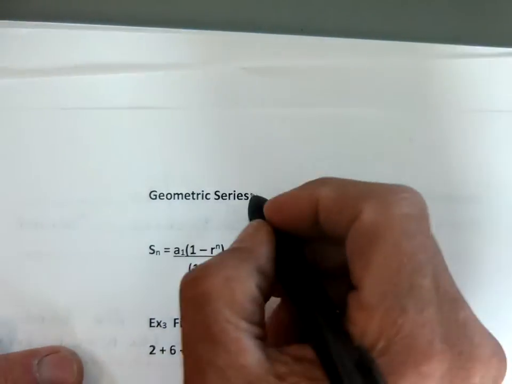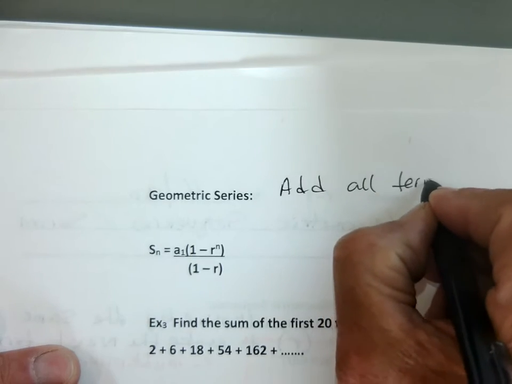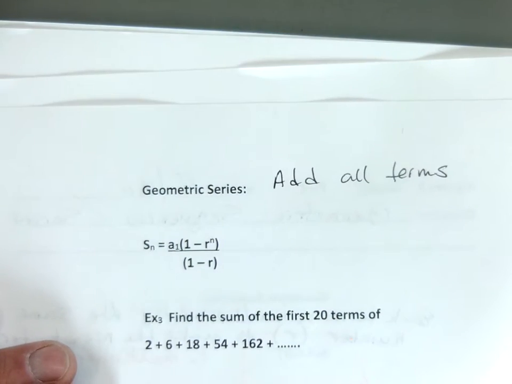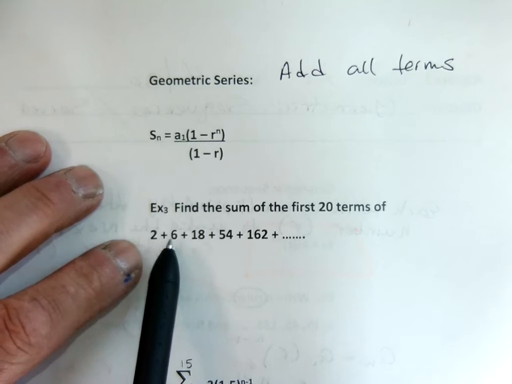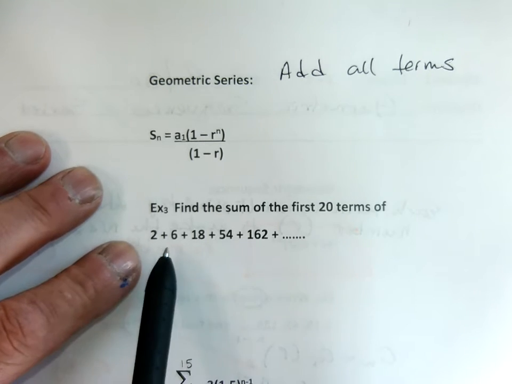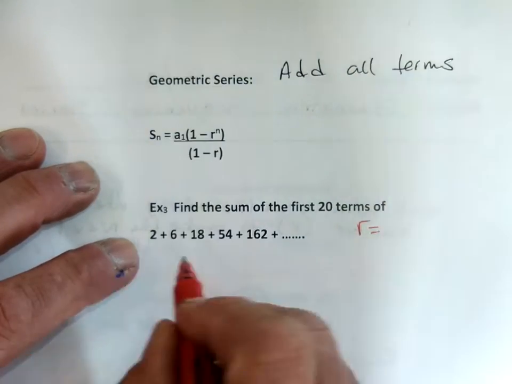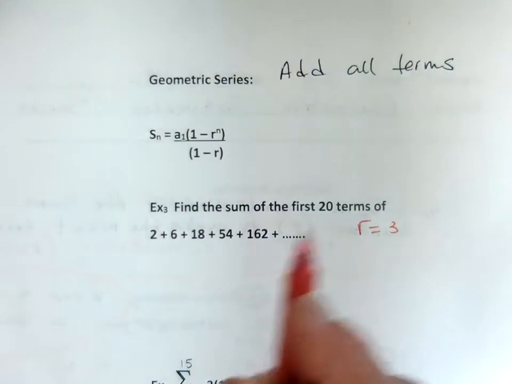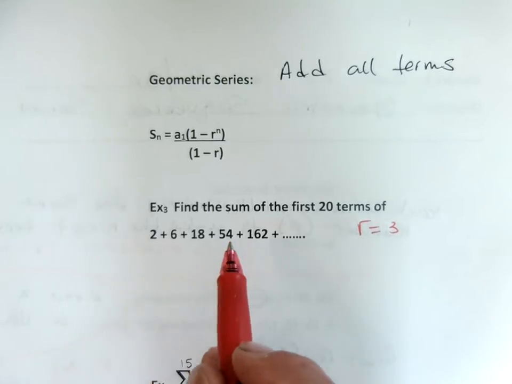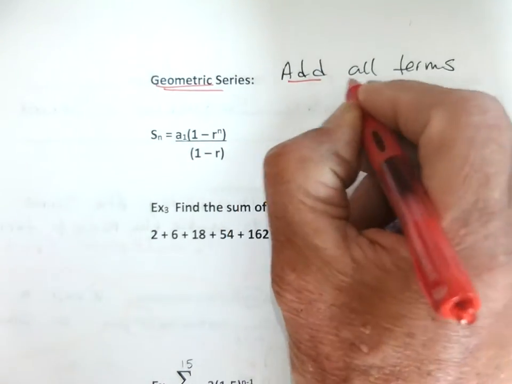So a geometric series is where we're going to add all terms. And so if I take a look at example 2, that's a geometric series because I'm plus, plus, plus, plus. It's geometric because it looks like I'm multiplying by, what do you think R is in this one? What's R? What's the ratio? 3. So it's got to be geometric because I'm multiplying by 3, multiplying by 3. So that's what makes it geometric, is we're multiplying, okay? But we're going to add all terms, okay?